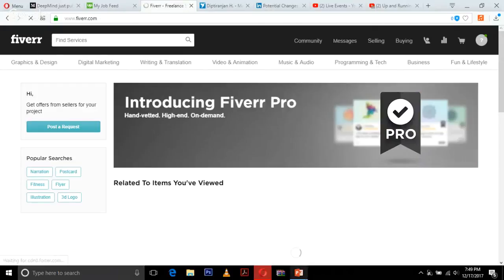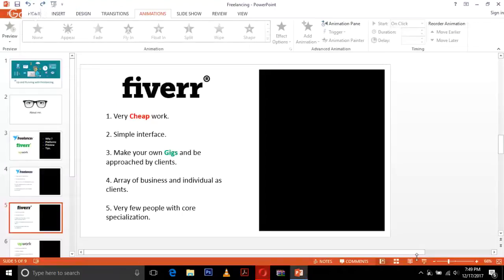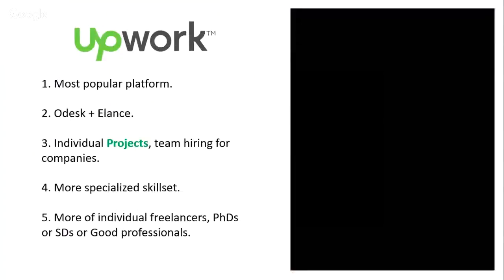Next is Upwork, which is very popular. Upwork has been there for a very long time, before even Freelancer.in and Fiverr, I guess. Fiverr is pretty new, it's been around for a few years. Upwork was basically oDesk and Elance. These two platforms were mainly freelancing platforms. They combined, and later on they changed the name to Upwork.